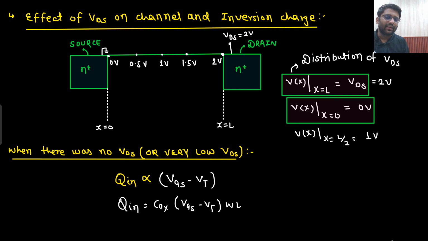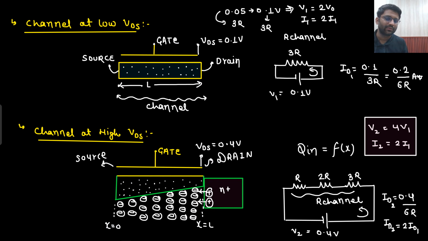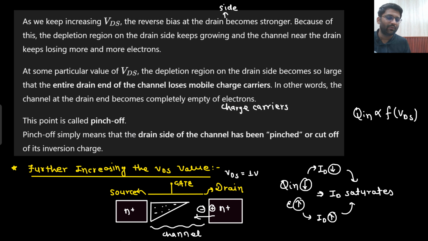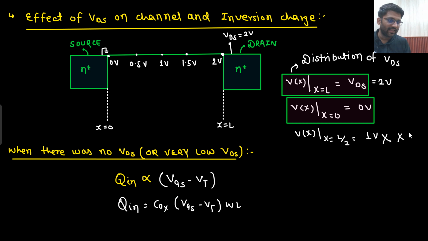Secondly, writing down Vx at x equals to L by 2 equals to 1 volt is wrong. Why is that so? This line is wrong actually, because now the resistance is not uniform. Here we saw R, 2R, 3R. As you have increased the VDS value, the inversion charge is getting changed. That means the resistances are also getting changed. So it is not necessary that at the midpoint only you will get the half voltage. So this line would actually be wrong. Are you able to understand this point?